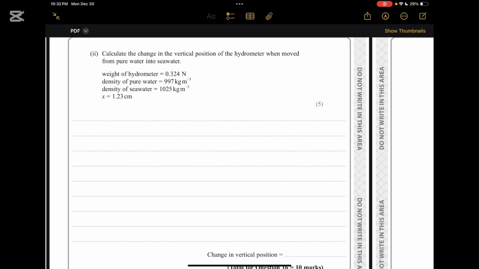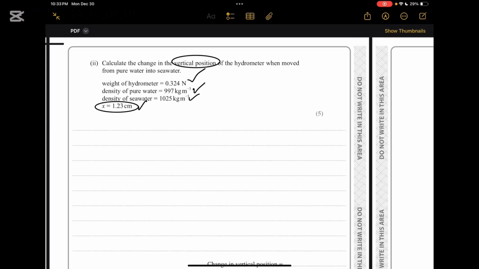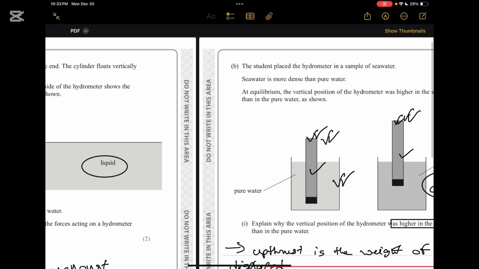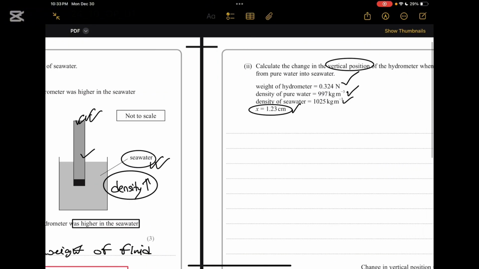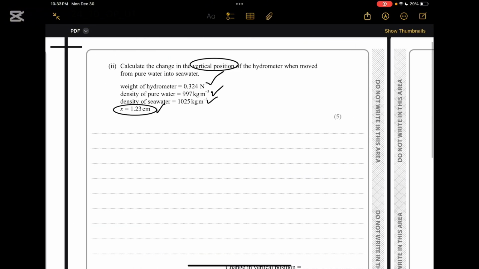All right. So now heading towards question number 16.2, they have said calculate the change in the vertical position of the hydrometer when moved from pure water to seawater. So how much it moved upward, this is what they have asked us to find. They have given us the weight of the hydrometer, the density of pure water, the density of seawater, and x, which is 1.23. This is the diameter of the hydrometer. Don't mess this up thinking that it is the change in vertical position.